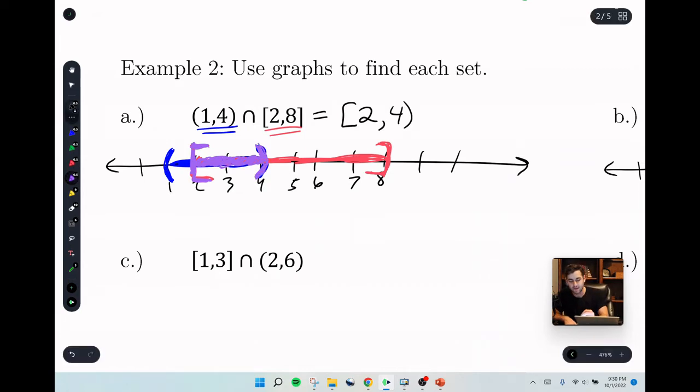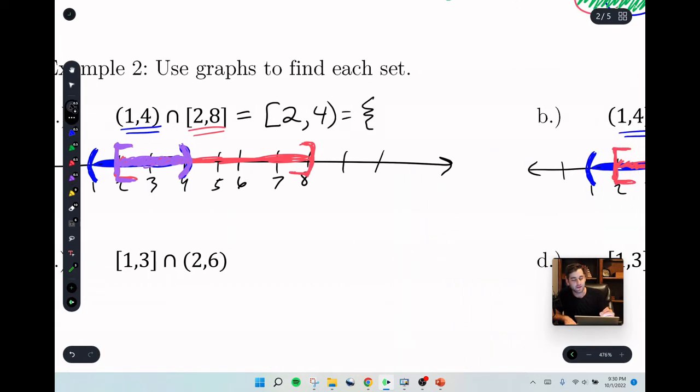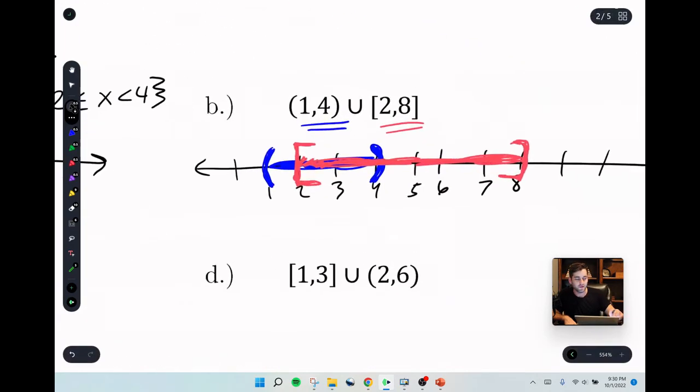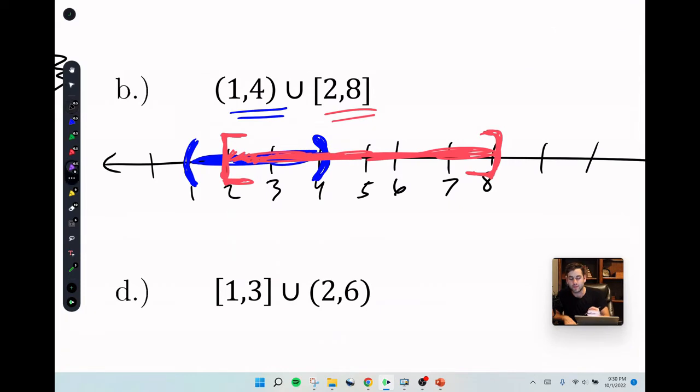Okay? And then we can build our set builder off of that intersected interval, right? So I'm going to go x is in between 2 and 4 and look at my closed or open for which one gets underlined. Cool? Well, let's hop over to union. Union's way easier. Remember we said it could be blue, red, or both? So look at this. Blue, red.